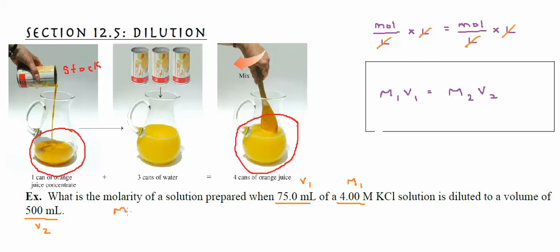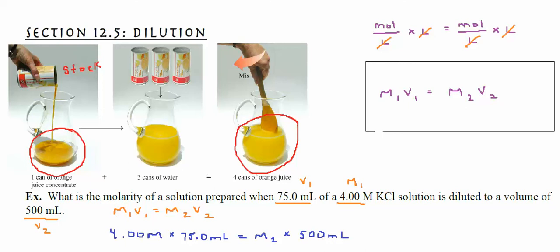So all I have to do now is take this formula, M1V1 equals M2V2, and plug in what I know. I know that the molarity of my concentrated solution is 4.00 molar. I know that the volume is 75.0 milliliters. I don't know the molarity of my dilute solution, so I will just write it as M2. And my volume is going to be 500 milliliters because I added a lot of water. I added 425 milliliters of water.